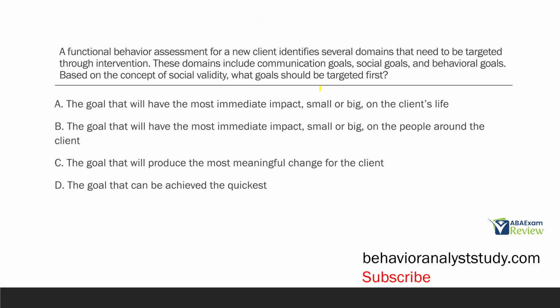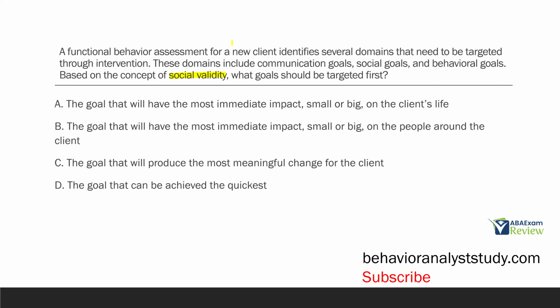A functional behavior assessment for a new client identifies several domains that need to be targeted through intervention. These domains include communication goals, social goals, and behavioral goals. Based on the concept of social validity, what goals should be targeted first? Now, this is a goal selection question, and we are looking at the goals through the lens of social validity. What does social validity say? It says we need to pick goals that are meaningful and that are going to have an impact on the client and the people around the client.